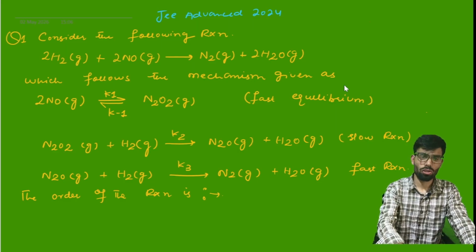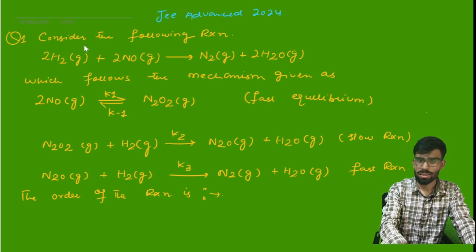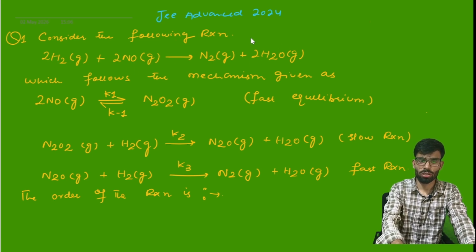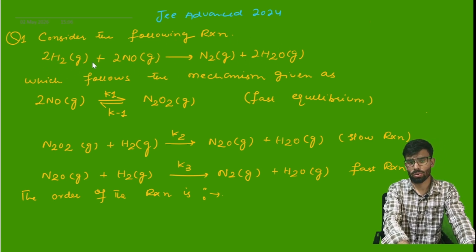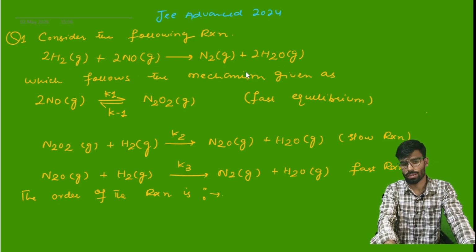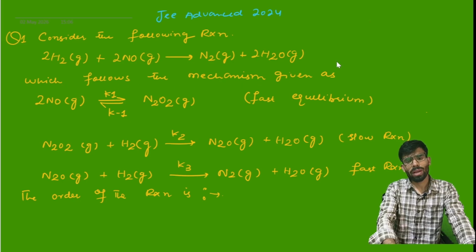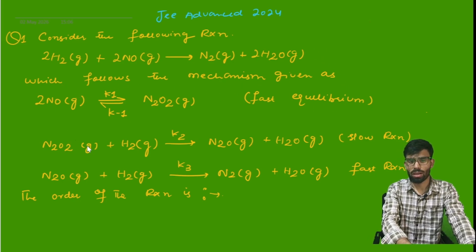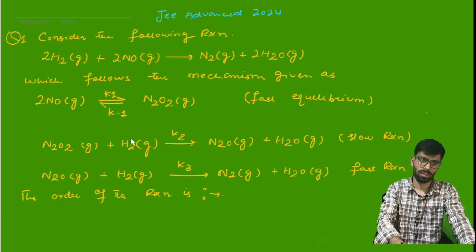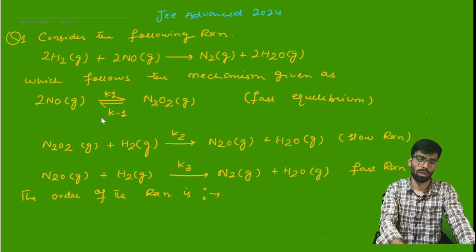The question here is: consider the following reaction. This is the overall reaction: 2H2 gas plus 2NO gas gives N2 gas plus 2H2O gas, which follows a multi-step mechanism. This was the overall reaction, and these are the multiple steps involved in it.